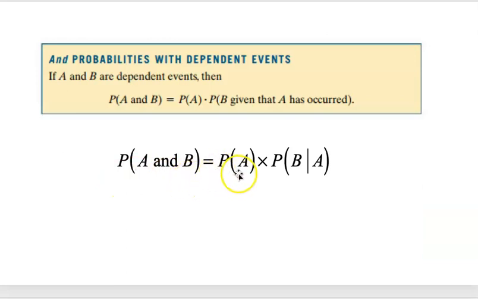Probability of A and B is the probability of A times the probability B occurs knowing that A has occurred. There's a vertical line in between. So that's our standard notation. So if we go back to our question, probability of a diamond on the first and a diamond on the second is probability diamond on the first times probability diamond on the second, knowing that we had a diamond on the first. Now let's think about this.